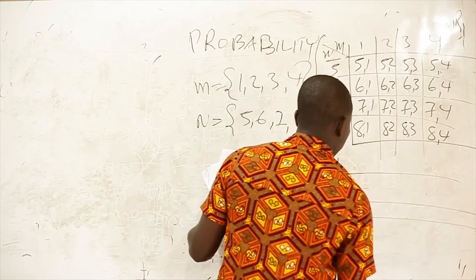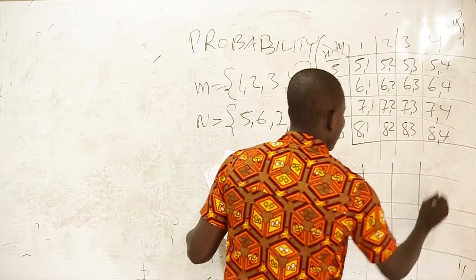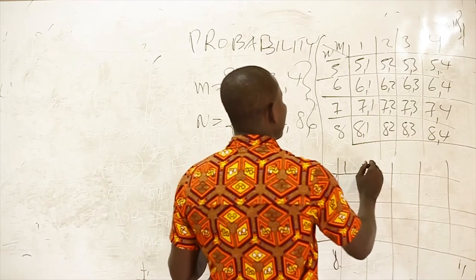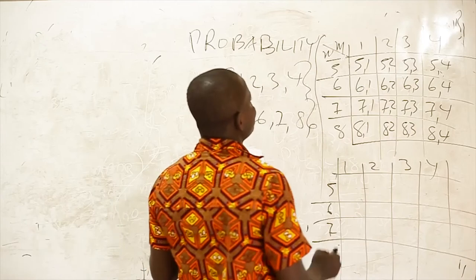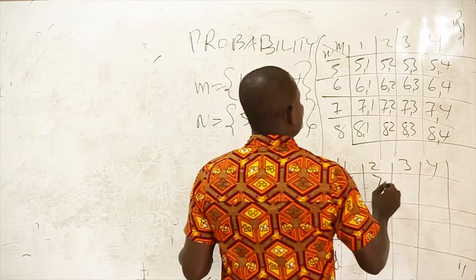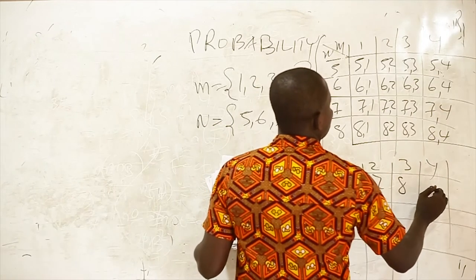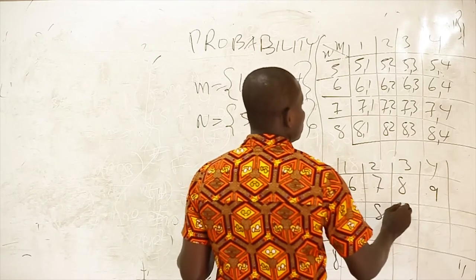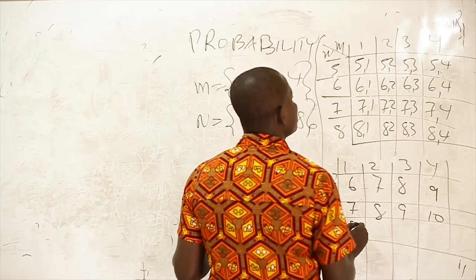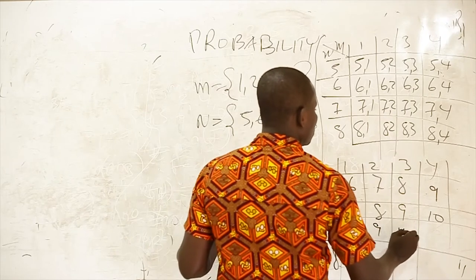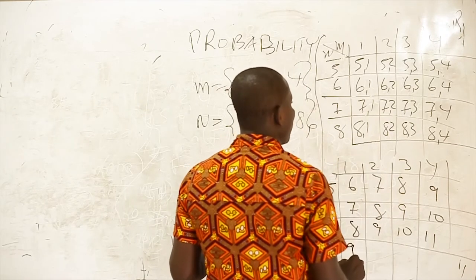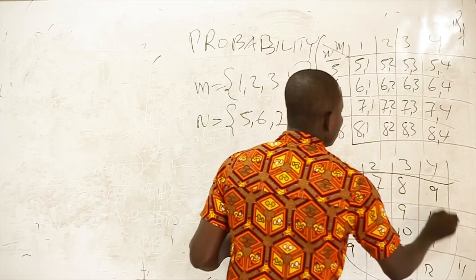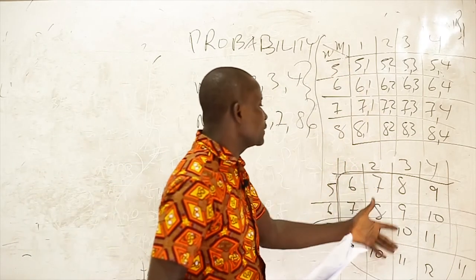They can form this quickly. Here is still your 5, 6, 7, 8, and here is your 1, 2, 3, 4. Then they will just be doing the additions. Here is 6, 7, 8, 9. Then you sum up: 7, 8, 9, 10. And here is 8, 9, 10, 11. Then the last side is 9, 10, 11, 12. Now, we are focusing on this side. These are just the pairs, but they have summarized it this way.